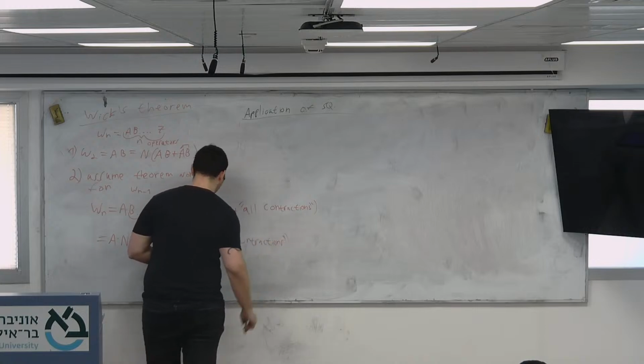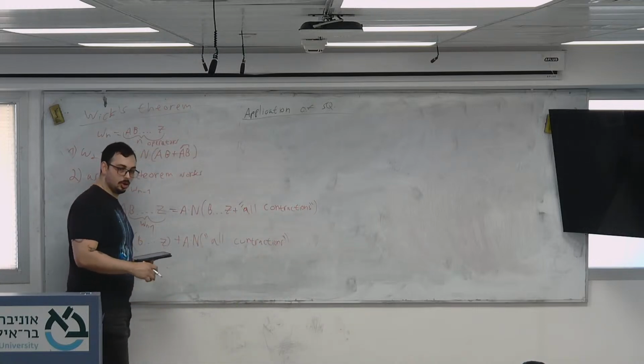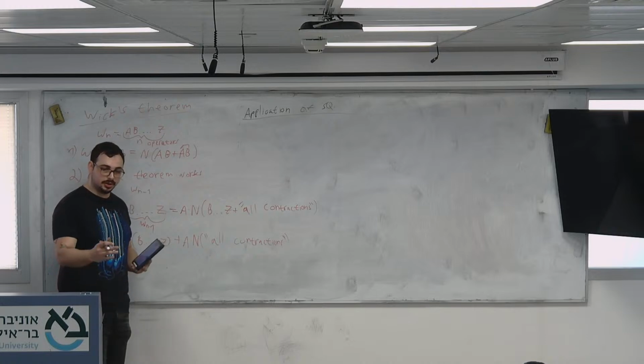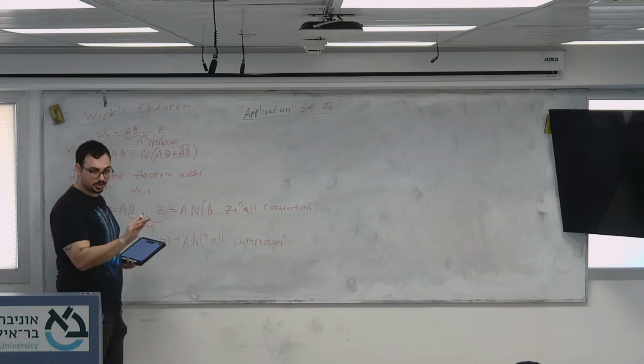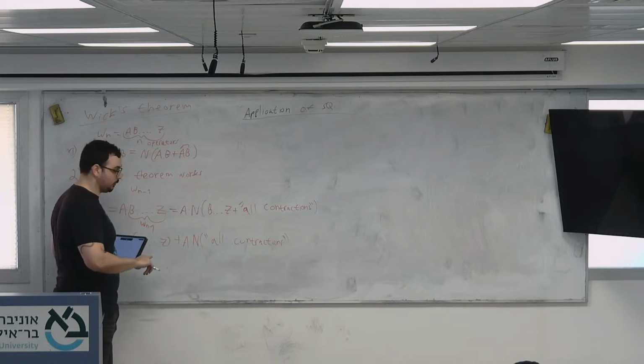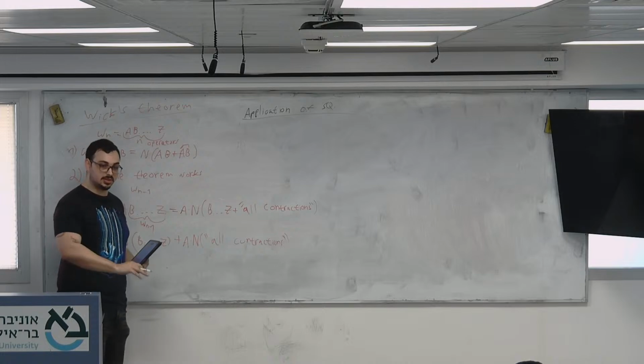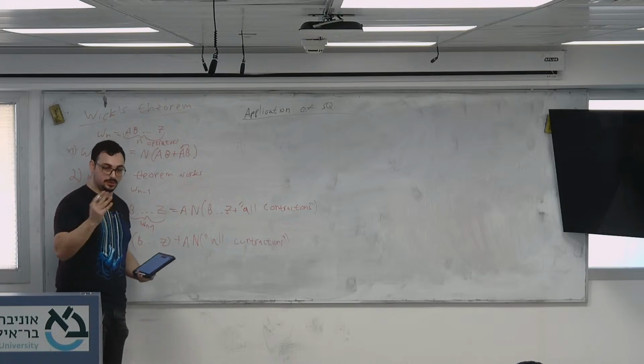What is a contraction? You remember when we had the four operators and we did all the possibilities of the connection? Yes, this is all the contractions. Not to be confused with fully contracted. This is all possible contractions. 1, 2, 3, 4, whatever.